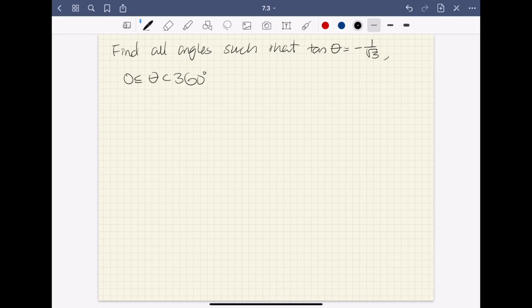The next one we're going to do is very similar to the previous one. So find all angles such that tangent theta is equal to negative 1 over root 3 and theta is between 0 and 360 degrees. Again, let's just take a look at this trig ratio here. Tangent is equal to negative 1 over root 3. Do 1 and root 3 look familiar to you? So you can use the chart or you can use, again, this special triangle.